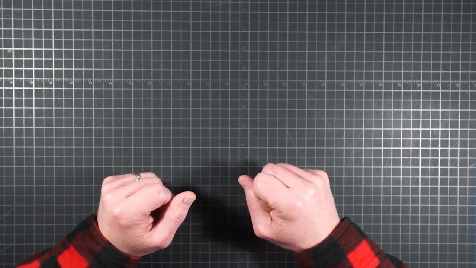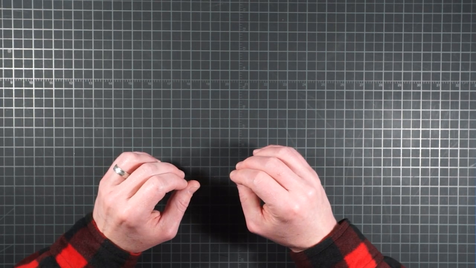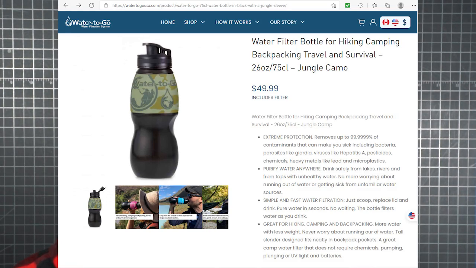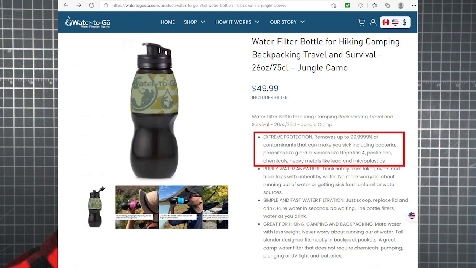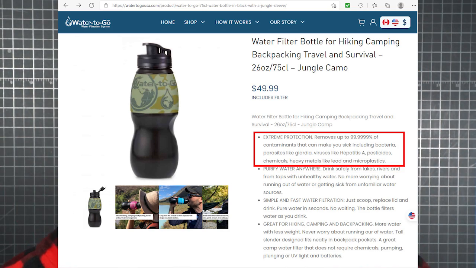In case you're wondering why I'm such a stickler for things like actual laboratory reports, I'll give you one example to make the point. Water2Go makes a filter bottle which they market for hiking, camping, backpacking, travel, and survival. And their website touts the extreme protection by claiming it removes up to 99.9999% of contaminants, including everything from bacteria, parasites, and viruses to pesticides, chemicals, heavy metals, and microplastics.